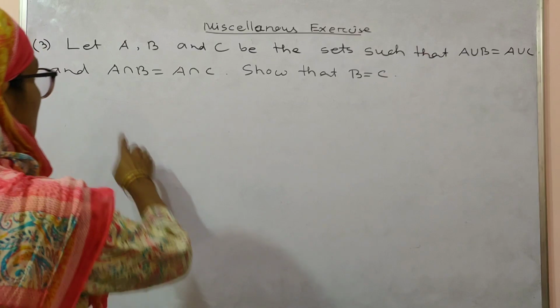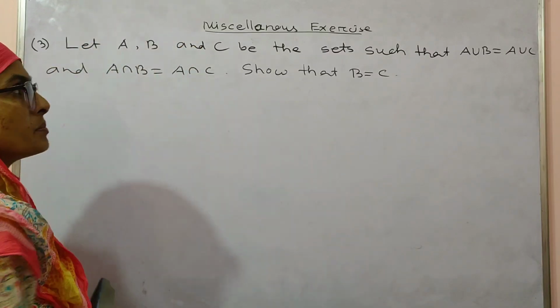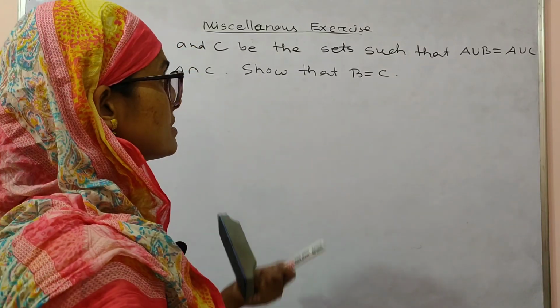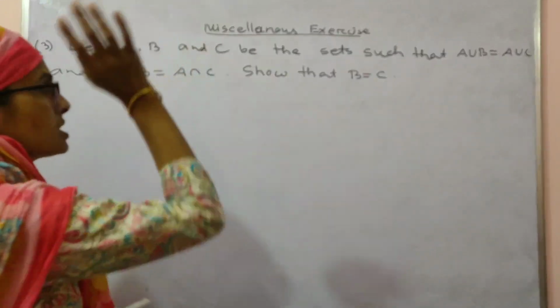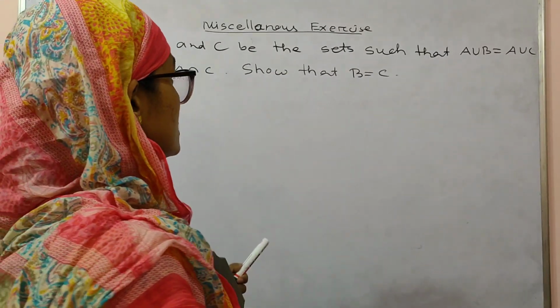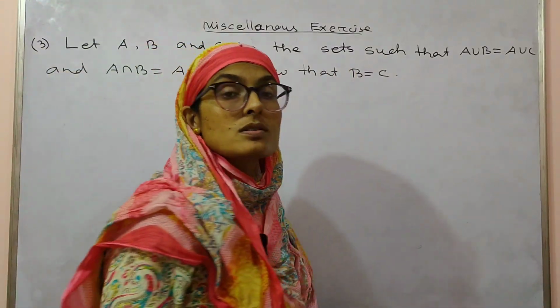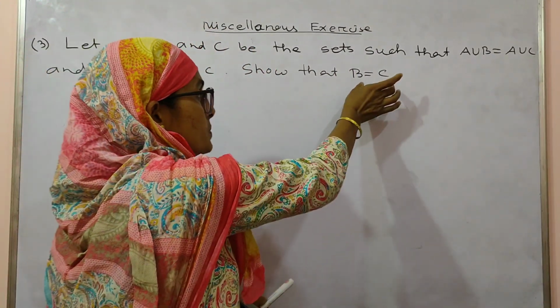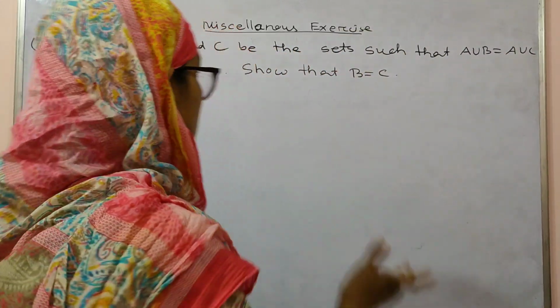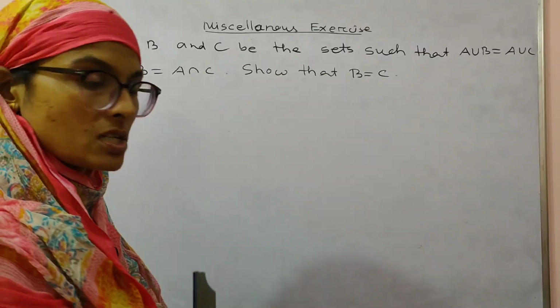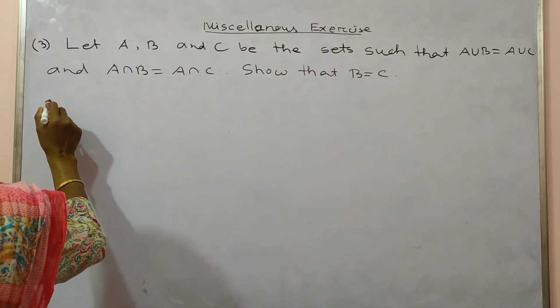Here, number 3. Let A, B and C be sets such that A union B equals A union C and A intersection B equals A intersection C. Show that B equals C. You have to prove this one, and the given conditions are A union B equals A union C and A intersection B equals A intersection C. So write down the proof.